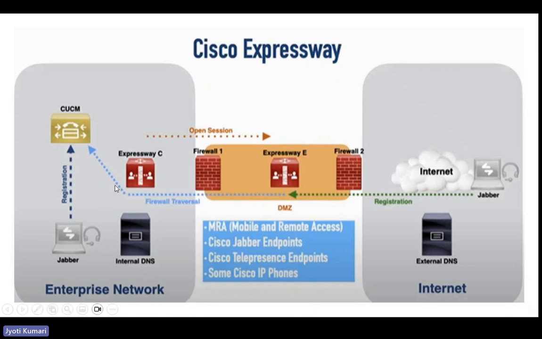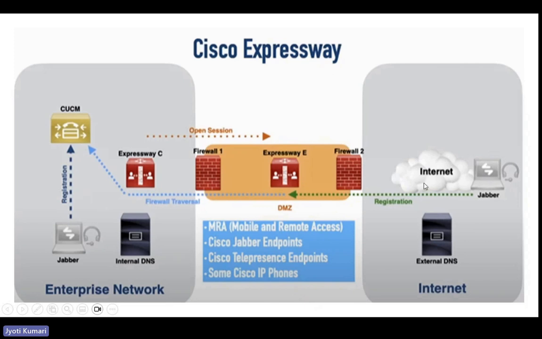Yeah. Expressway C and E are used to create a session between themselves, which bypasses the firewall for the outside users. For example, a Jabber client on the internet wants to get registered on the CUCM in the enterprise network. Now, the firewall would not allow that as per its basic operation. It would not allow the external users. It will only allow the internal users to make calls outside, to get registered or to send any request as per the rules we have configured on the firewall, because these are the trusted devices, the trusted endpoints. But outside users are not trusted as per its basic functionality.